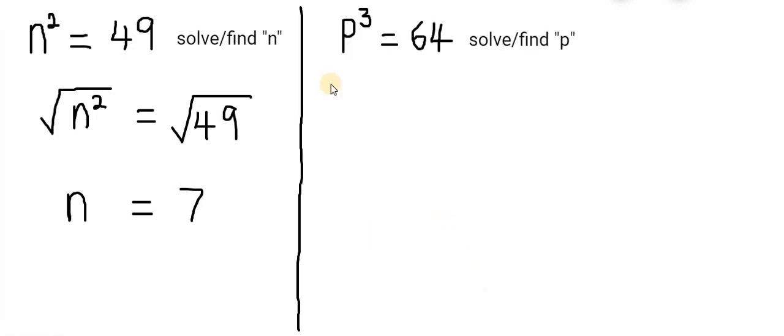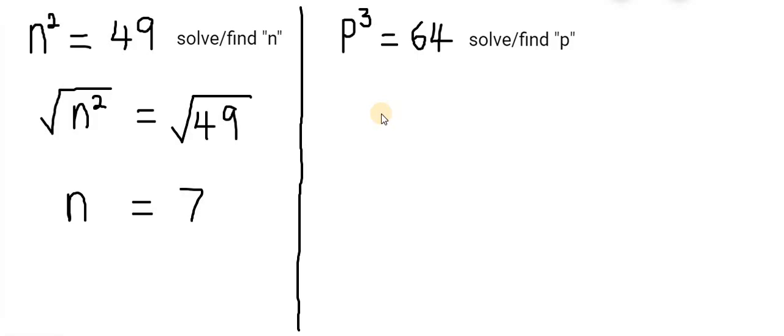Now, we have a question. p cubed is equal to 64. Solve or find p. Now I want to find p, meaning I want to get p all on its own. There's a cubed, or a power of 3, attached to p. I want to get it away from p, so I use the opposite sign, which is what we call a cube root.